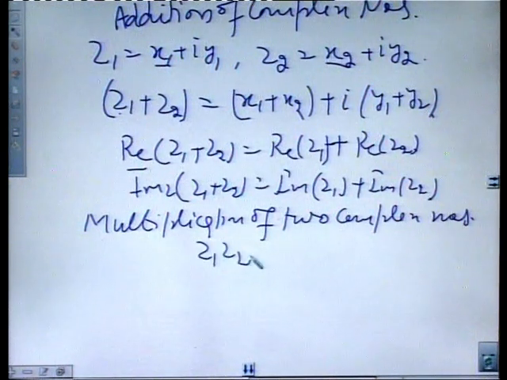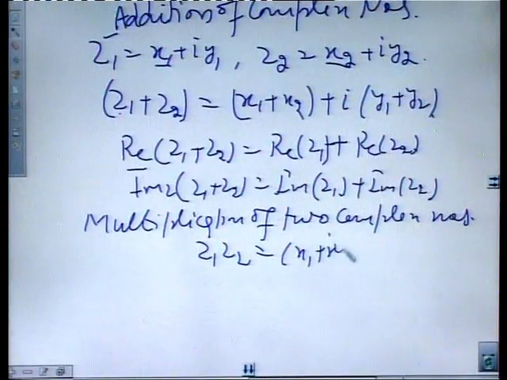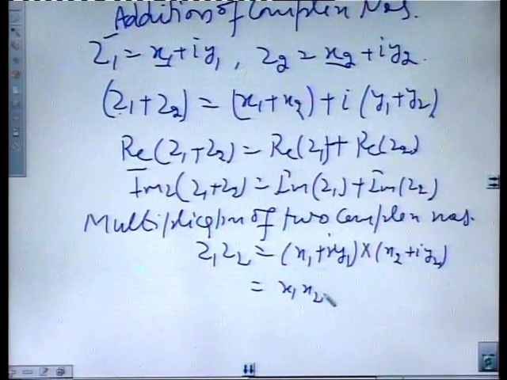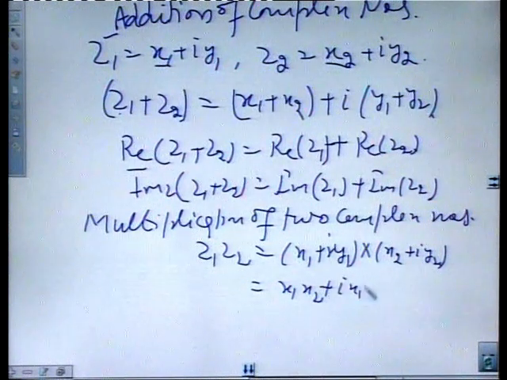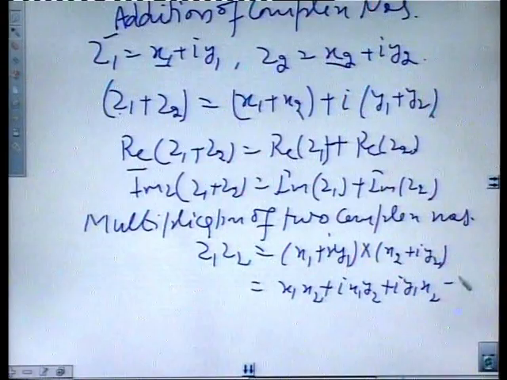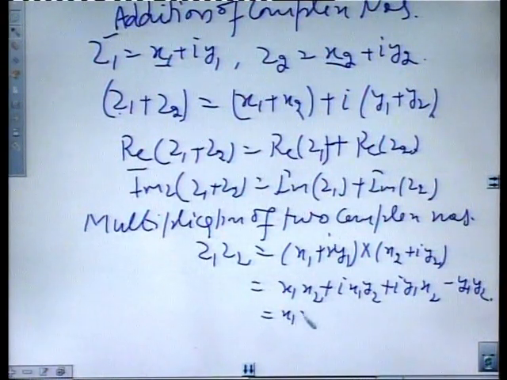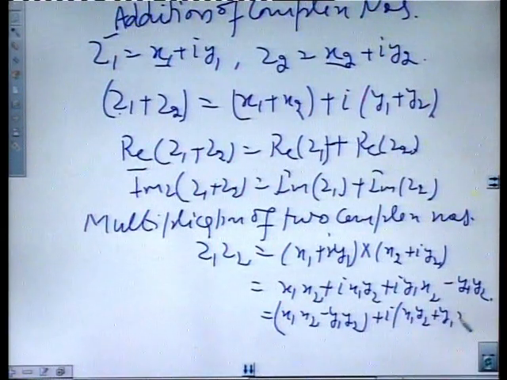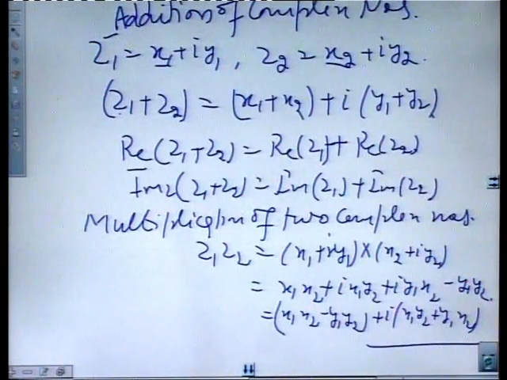Now, multiplication is simple. If we take the same complex numbers Z1 and Z2, it is simply x1 plus iota y1 multiplied by x2 plus iota y2. So it will come out to be x1 x2 plus iota x1 y2 plus iota y1 x2 minus, since iota square is minus 1, y1 y2. So it is x1 x2 minus y1 y2 plus iota times x1 y2 plus y1 x2. So multiplication of complex numbers is again a complex number. Now multiplicative inverse.